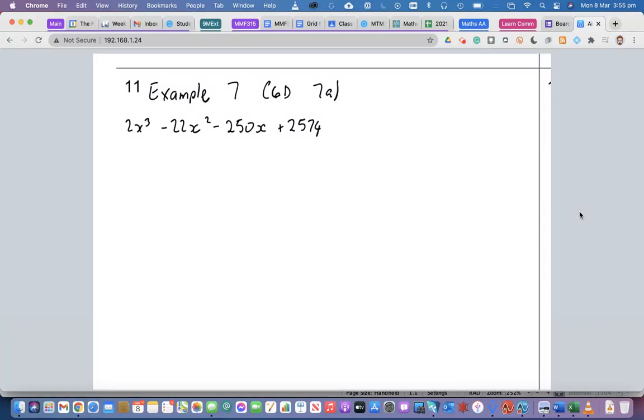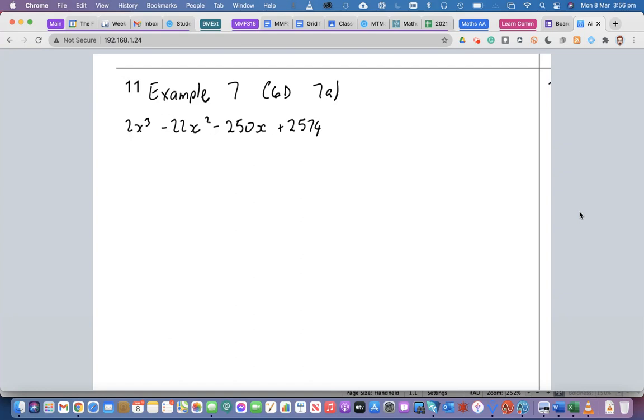Hiya, this is the last example for solving cubics. If you have a look at question 7 in the textbook, it says use your calculator to find at least one linear factor of this polynomial. I've just chosen 7a here: 2x cubed minus 22x squared minus 250x plus 2574. And we have to factorize it with the idea that once it's factorized, we could solve it.